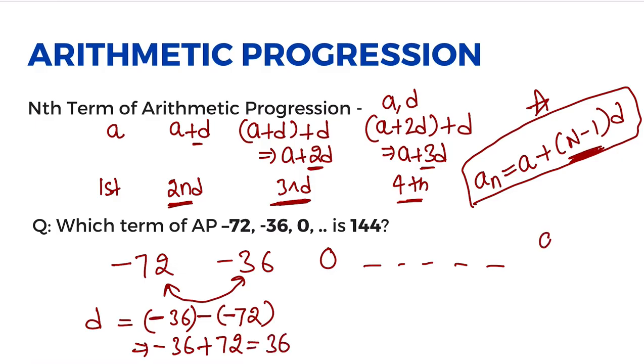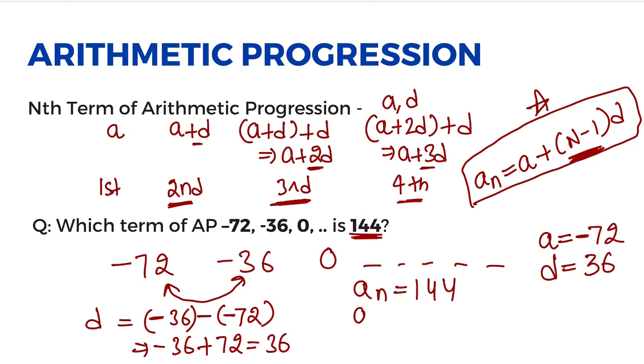So this series has first term as minus 72. The common difference between any two numbers will be 36. You can check. So which term of this series is 144? They have given you that the nth term is 144. Tell me what is n. So the nth term is 144, that is a plus n minus 1 into d is equal to 144. They have given you d, that is 36. a is minus 72. You can find the value of n. That is your answer. That is the homework for you.